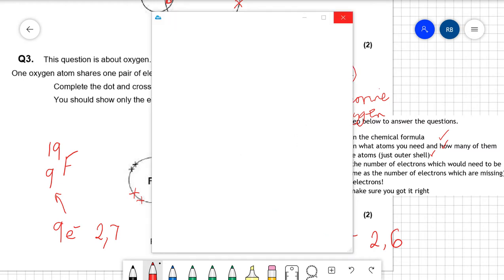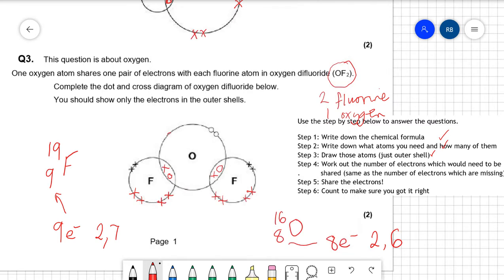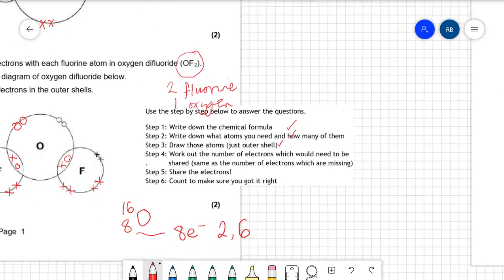At the moment there's only 4, so we need to add 2. Here we go. 1, 2. And let's check. Fluorine 1, 2, 3, 4, 5, 6, 7, 8. Fluorine 1, 2, 3, 4, 5, 6, 7, 8. Oxygen 1, 2, 3, 4, 5, 6, 7, 8. Fantastic. Let's check the mark scheme. This is worth 2 marks.